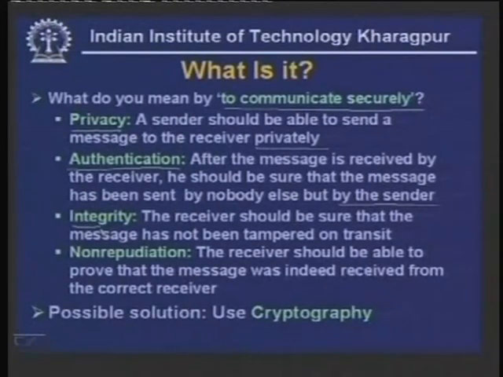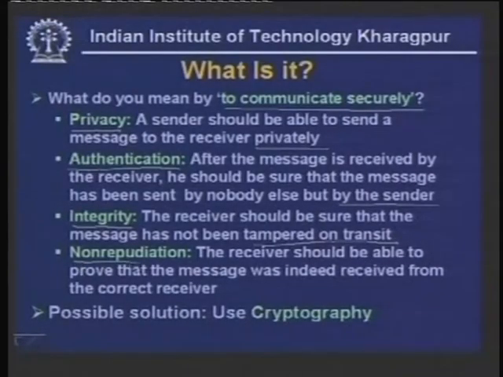And then third parameter or third component is integrity. The receiver should be sure that the message has not been tampered on transit. So, by looking at the received message, the receiver should be able to be sure that the message has not been modified or tampered on transit.